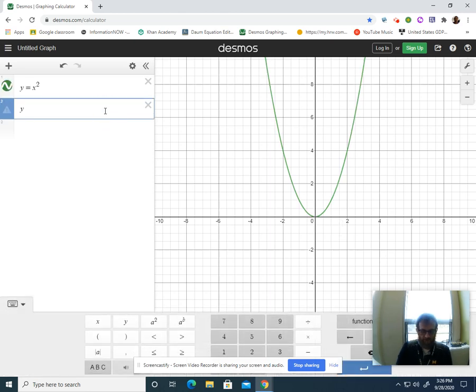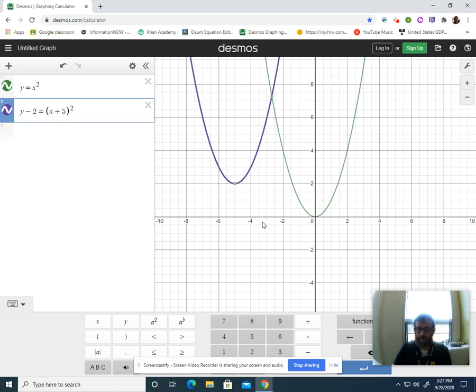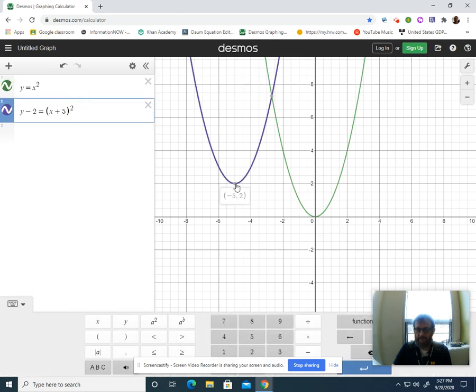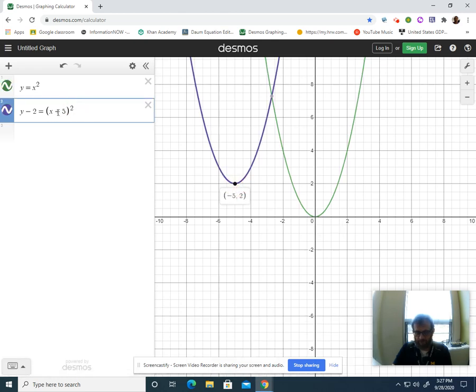If I subtract 2, now we should anticipate that by subtracting 2, it's going to rise 2 units. And then I'm going to add 5. Now, subtracting from y means go up. Adding 5 to x means we're going to go left 5 units. So if I hit squared, my original vertex was at 0, 0. My new vertex is at negative 5, 2, because this moved it left 5 units. This moved it up 2 units.